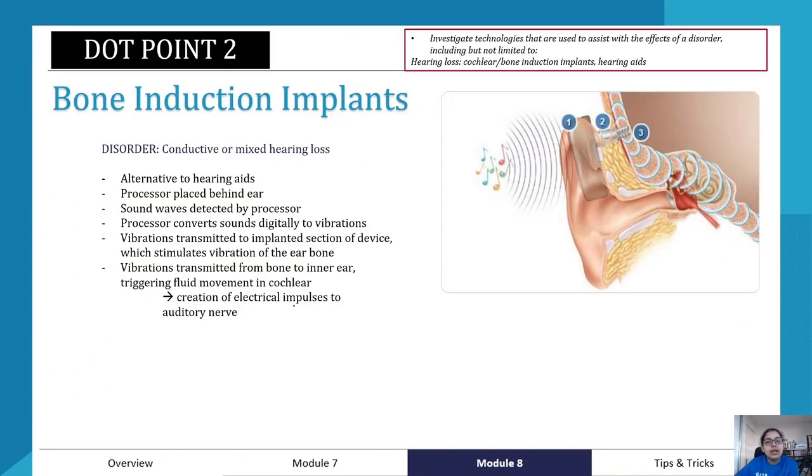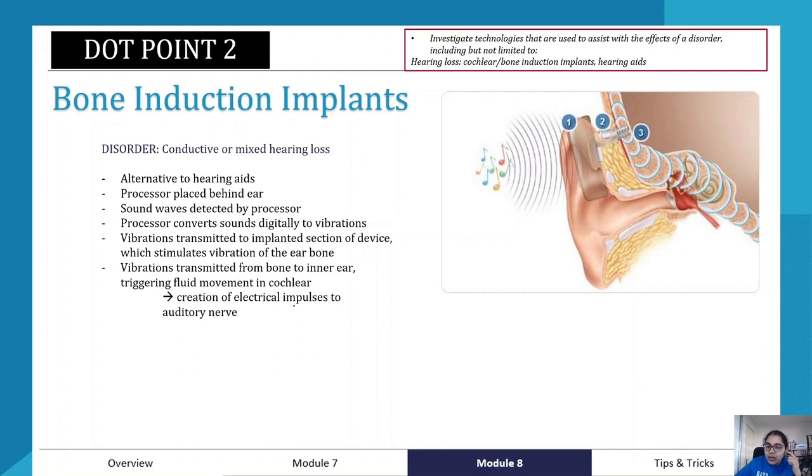Bone induction implants are the ones that are used when there is conductive or mixed hearing loss. It is an alternative to hearing aids because we place a processor behind the ear. What happens is sound waves are detected by the processor. We convert those sound waves digitally into vibrations, and vibrations are then transmitted to the implanted section of the device.